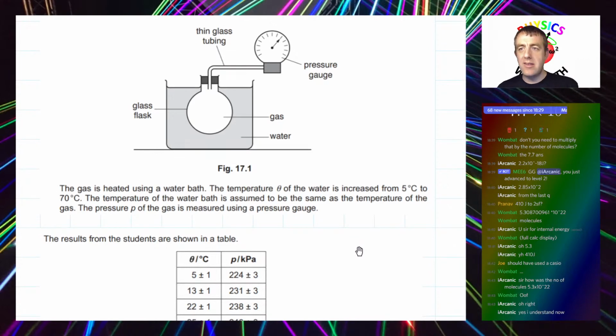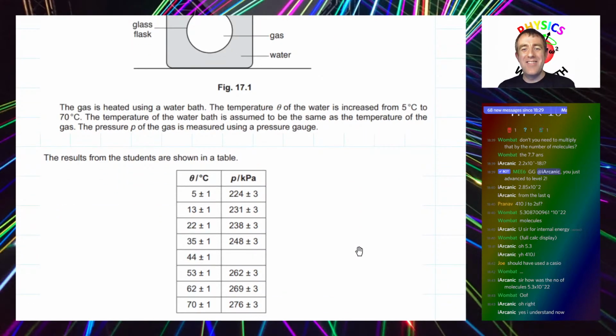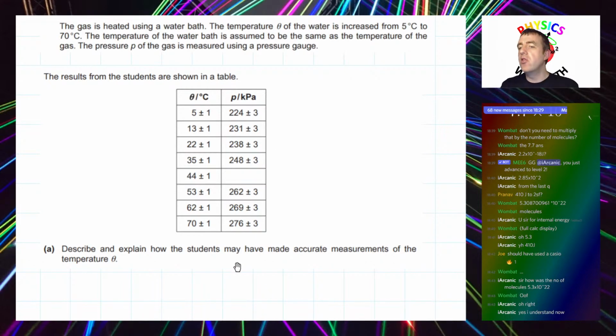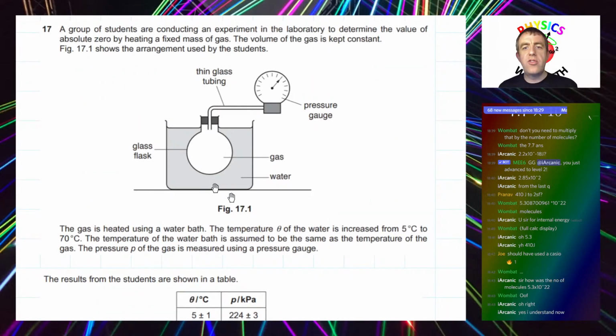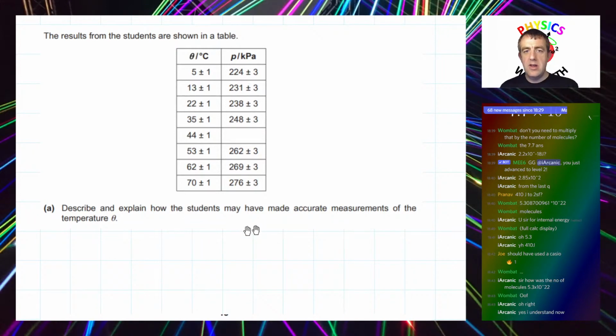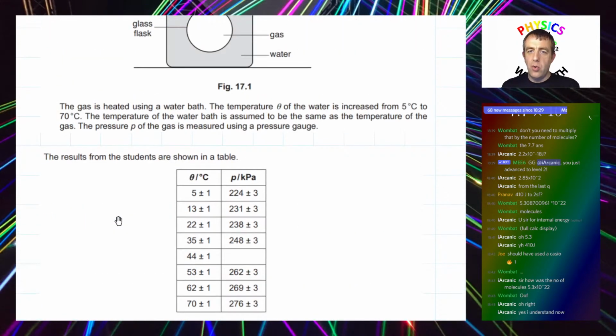Okay, maybe that'll come up later. Who knows? And then we've got some numbers here. And it says, describe and explain how the student may have made accurate measurements of the temperature. And we've talked about this before. Stirring. Making sure you stir the water to get even distribution of temperature. Waiting long enough for the gas temperature to be in equilibrium with the water temperature. You can't measure the temperature of the gas directly in this experimental setup. All you can measure is the temperature of the water.